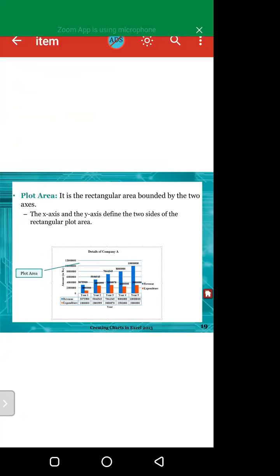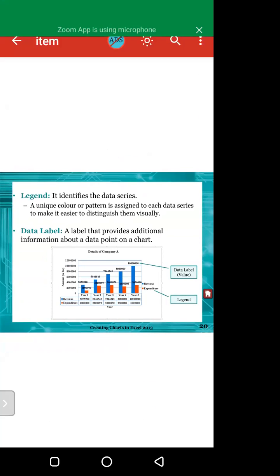Plot area. It is a rectangular area bounded by the two axes. The x-axis and the y-axis define the two sides of the rectangular plot area. Okay. Legend. It summarizes the data series.